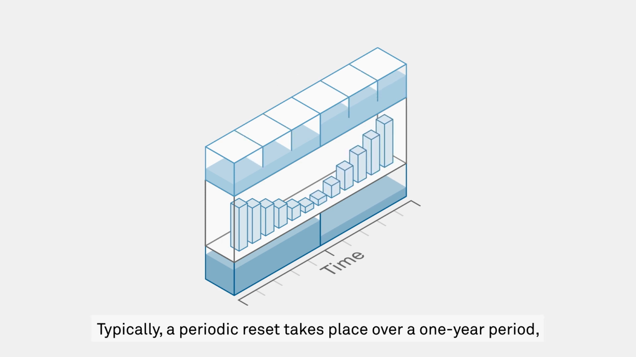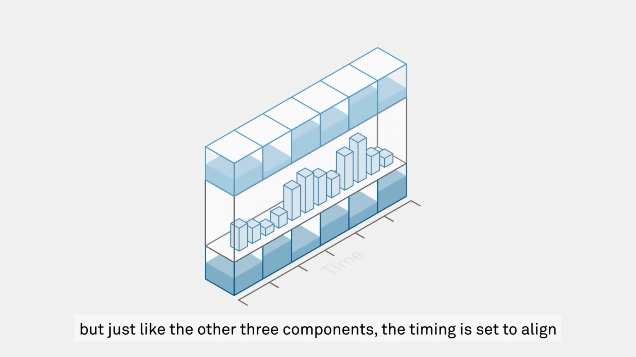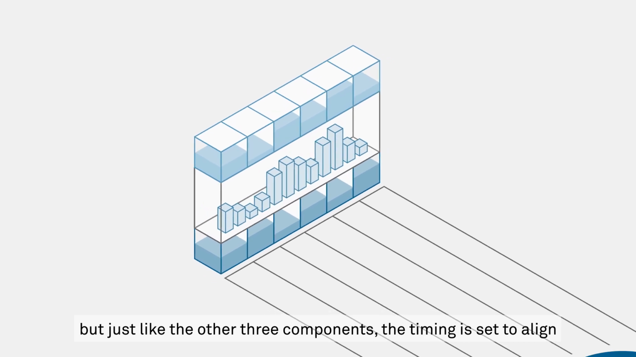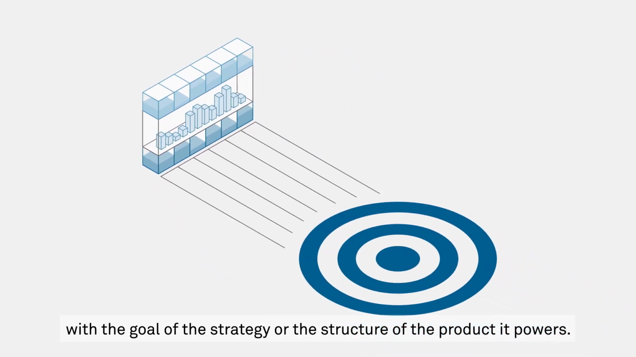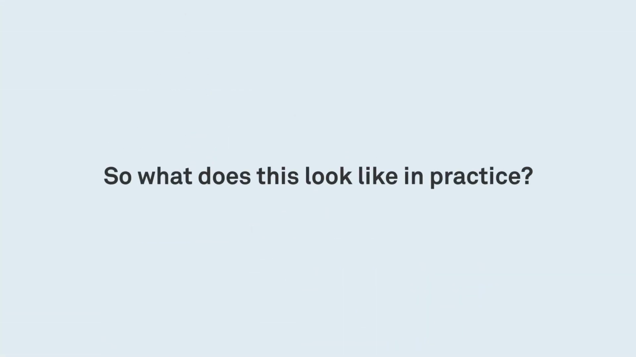Typically, a periodic reset takes place over a one-year period. But just like the other three components, the timing is set to align with the goal of the strategy or the structure of the product it powers. So what does this look like in practice?